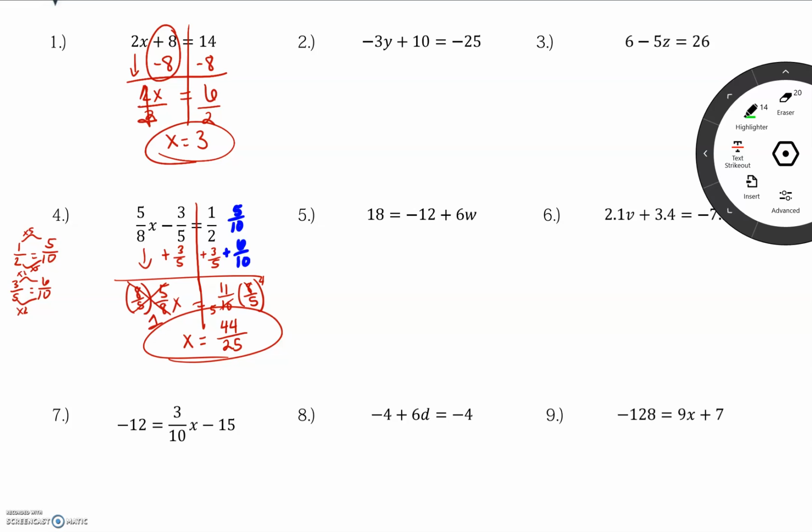Let's do one more together. Let's look at number 5. So just because my variable's on the right-hand side doesn't mean I'm going to change the process. The process stays the same. So I'm going to add 12 to both sides. And 18 plus 12 would be 30 equals 6w. Divide by 6. 6 goes into 30 5 times, which equals w.